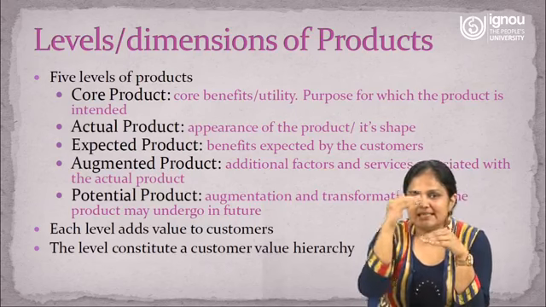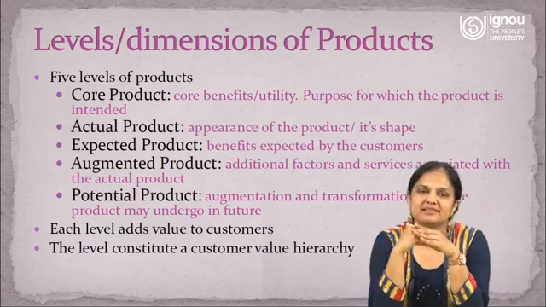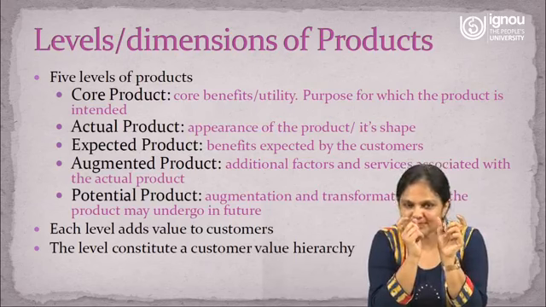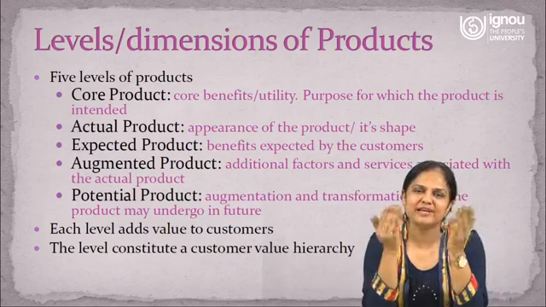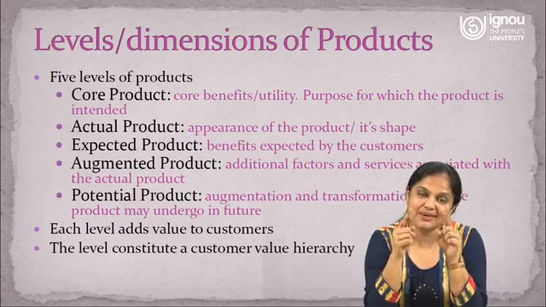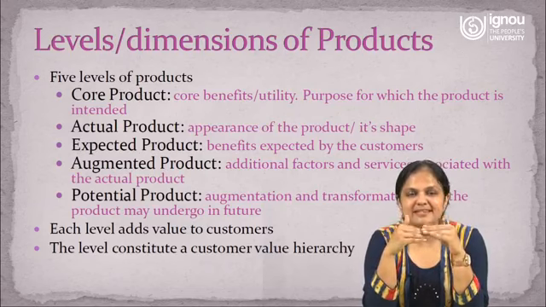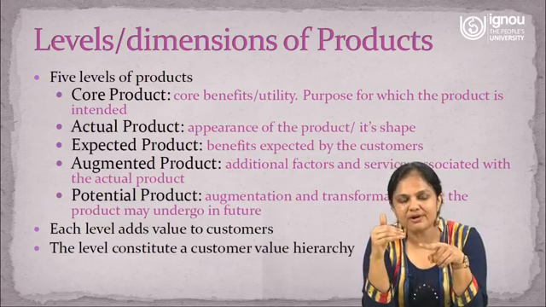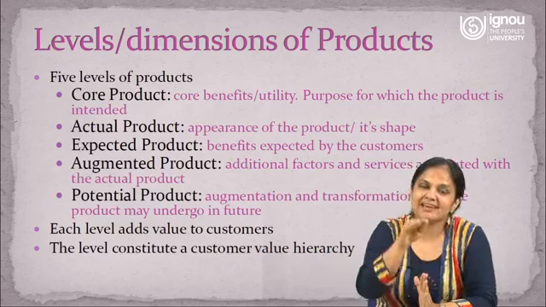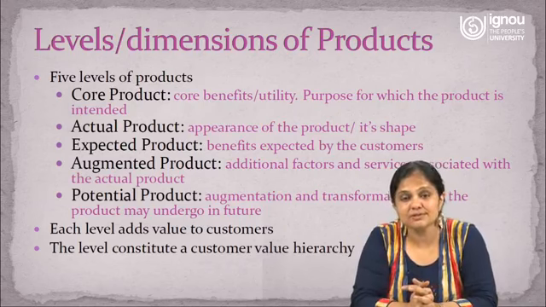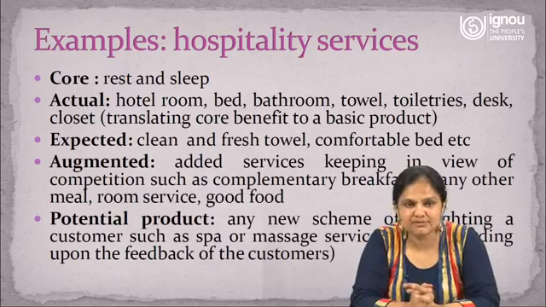One thing is important, that each of these 5 levels of products adds value to the customers. If it is only core, it is of no use to the customers. Unless it is actual product, it won't give you any utility. It has to come into certain shape and size, right? Likewise, the expected product or augmented product or even potential product also have certain values to offer to the customer. So each level adds value to the customer, and the levels constitute a customer value hierarchy. Let us take certain examples for this.